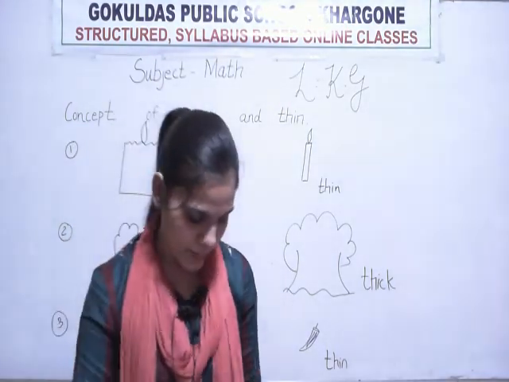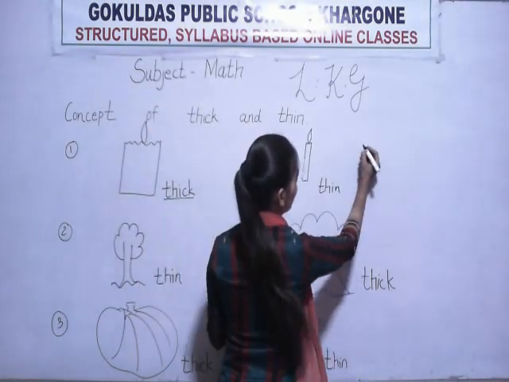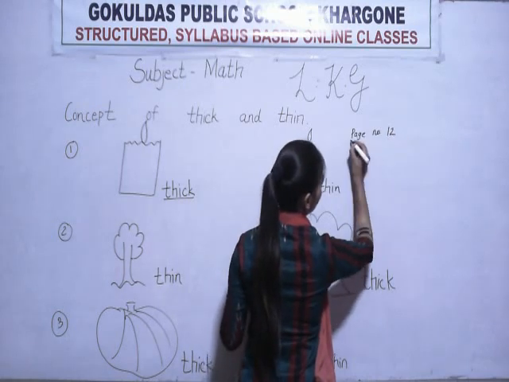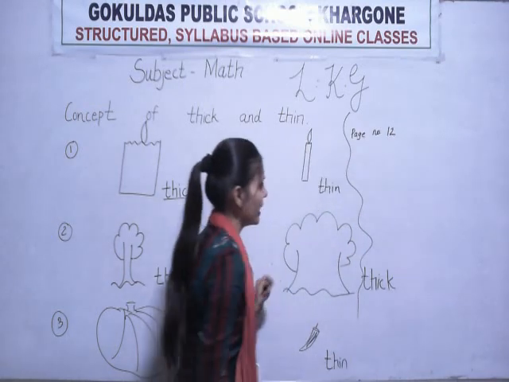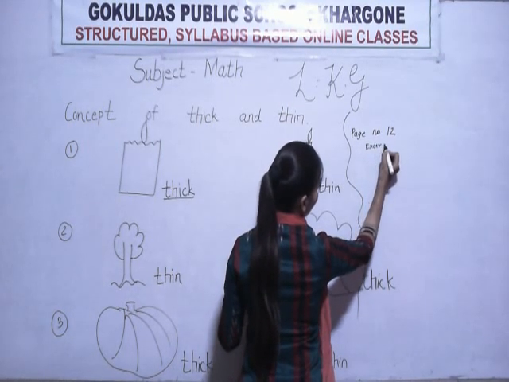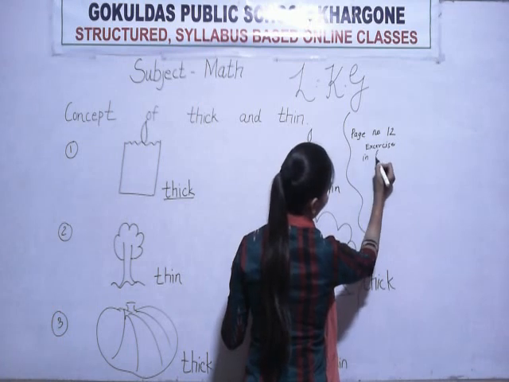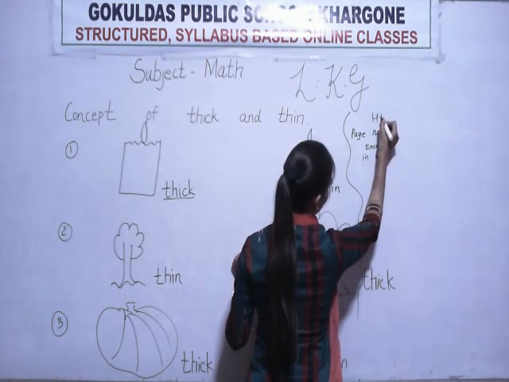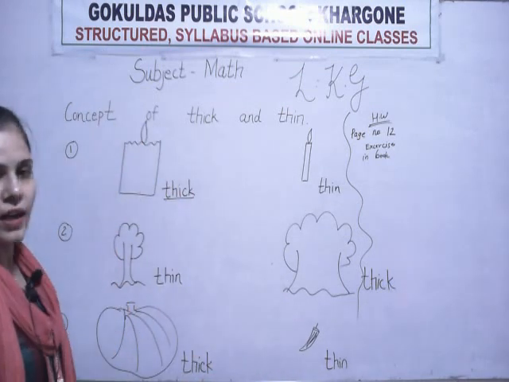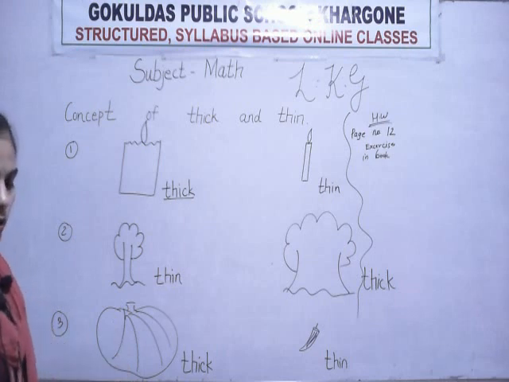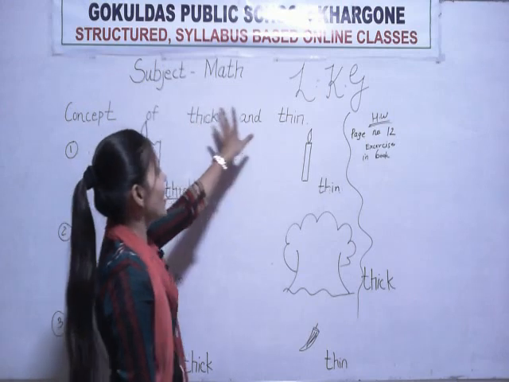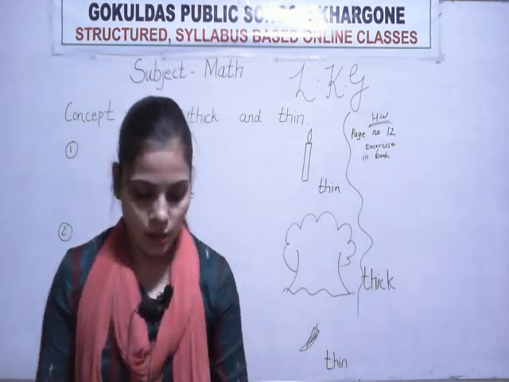Okay, so page number 12, exercise in book. This is also your homework and classwork also. So you write in the notebook. So this is the concept of thick and thin. Okay, any doubt?